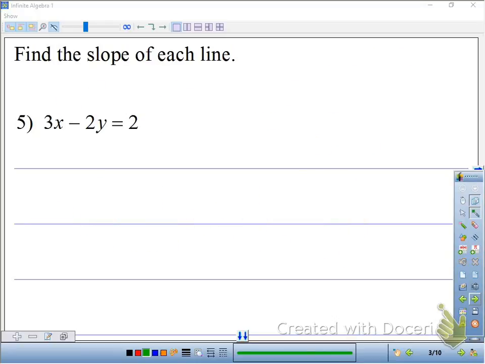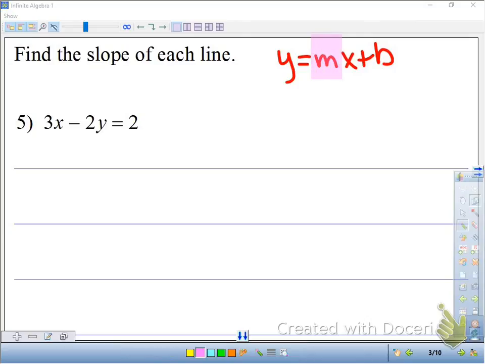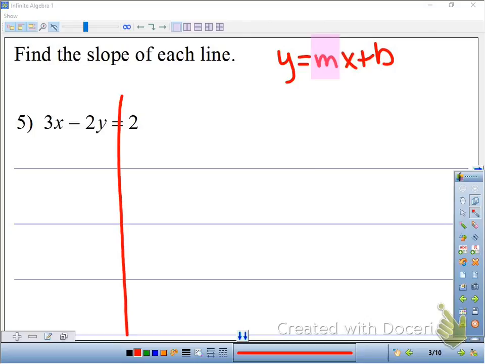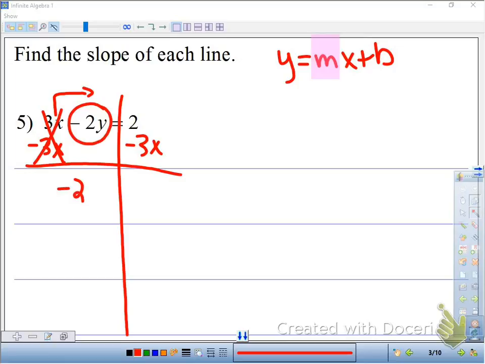Our final way to find slope is given an equation. Now our goal, if they give us an equation, is we first want to put it in slope-intercept form. Okay, the reason why we want to do that is so that we can figure out what the m is, what our slope is. So for this particular one, I'm going to solve for y. So I'm going to move the 3x. So I'm going to go minus 3x on both sides. That's 0. Make sure I bring this down appropriately. That is a negative 2y. And I have negative 3x and positive 2. The next step, I'm going to divide everything by negative 2.